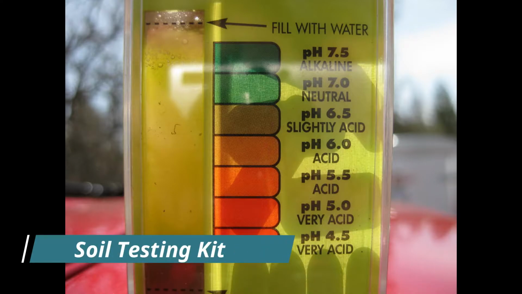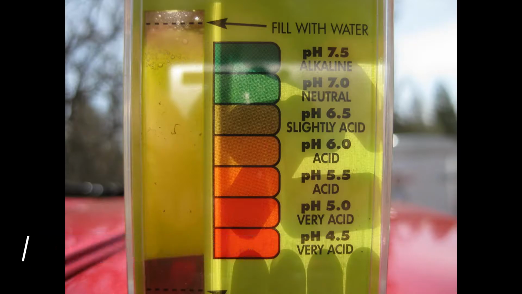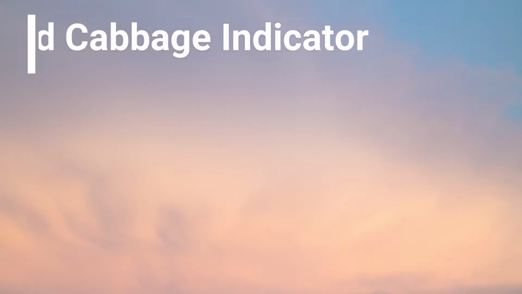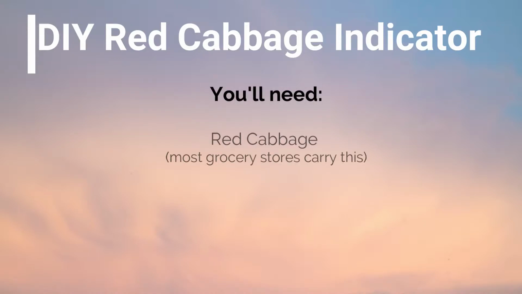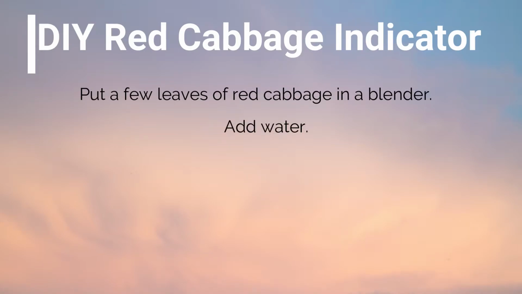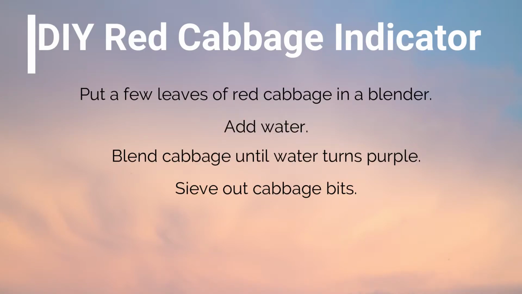So there's all kinds of indicators, and this just happens to be one that's very easy to use and very easy to obtain. If you wanted to do this at home and actually try out the experiment, which you totally should because it's tons of fun, all you have to do is get red cabbage from the grocery store, take a piece, throw it in a blender, add some water, blend it up, sieve out the bits, and you have a red cabbage indicator.